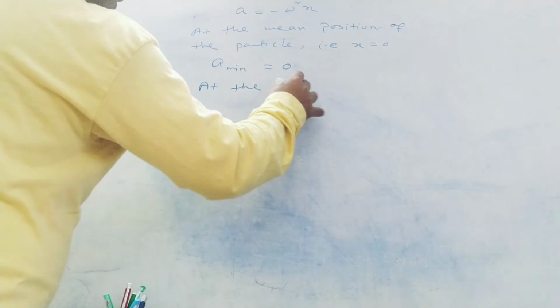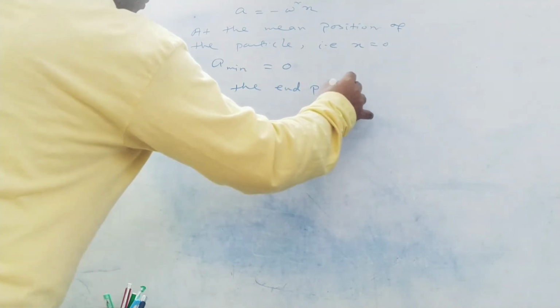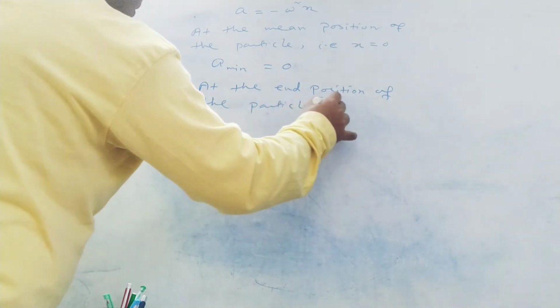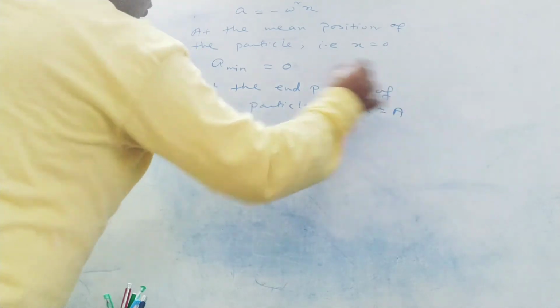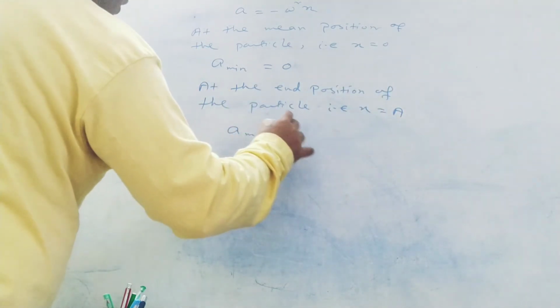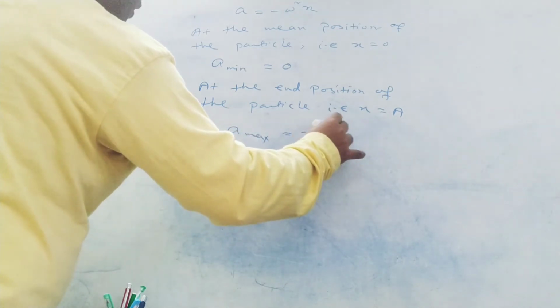At the end position of the particle, that is at x equal to a, acceleration will be maximum and it will be minus omega square a.